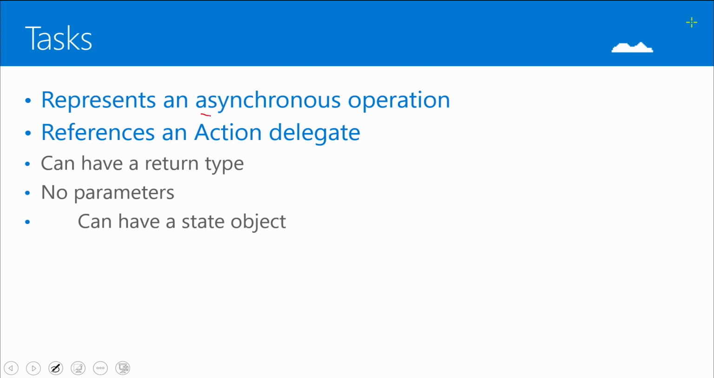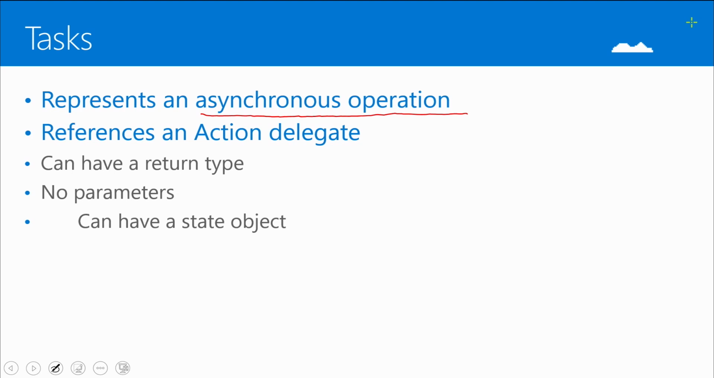Now, at an even higher level, we have tasks. What a task is designed to do is represent an asynchronous operation, an operation that's going to run in the background and then come back to me with a result. So for example, if I'm calling off to a web server or a database, and I know that that's going to take a few moments, I can put that off onto a separate thread. It's an asynchronous operation, and then it will get back to me with the result.